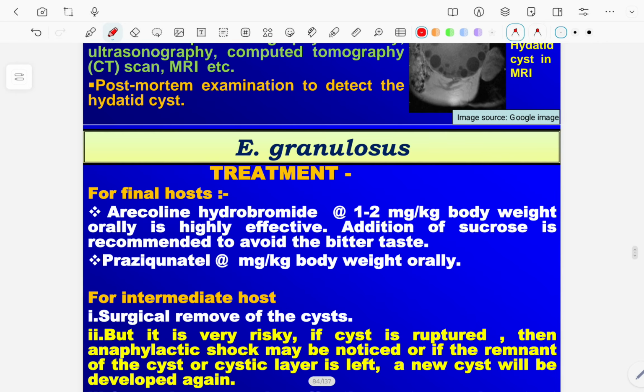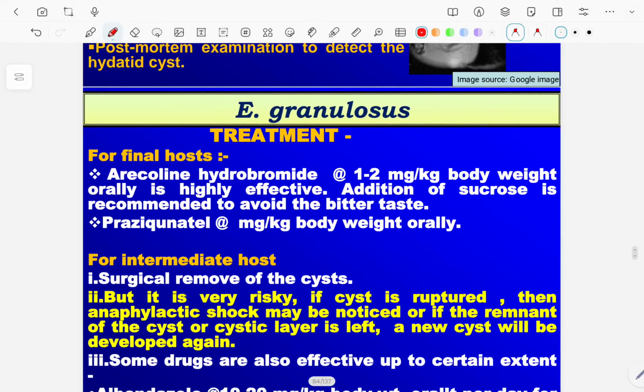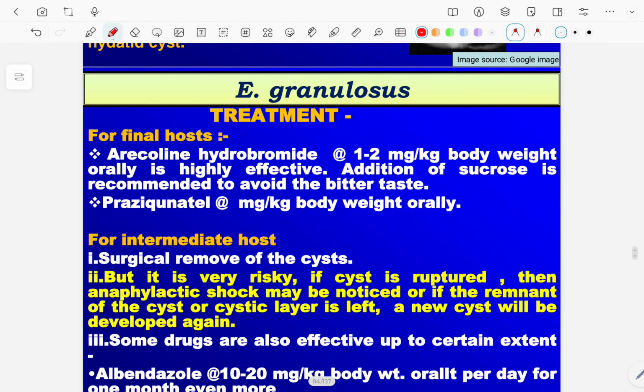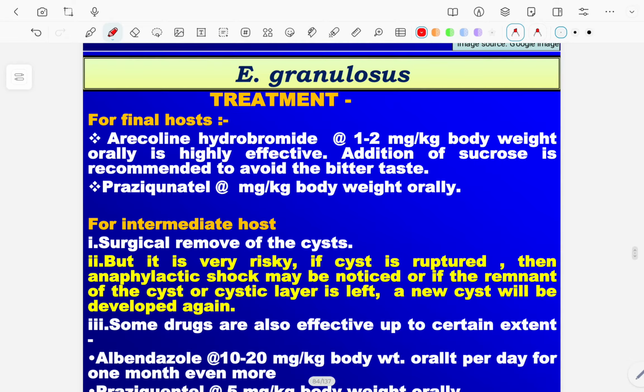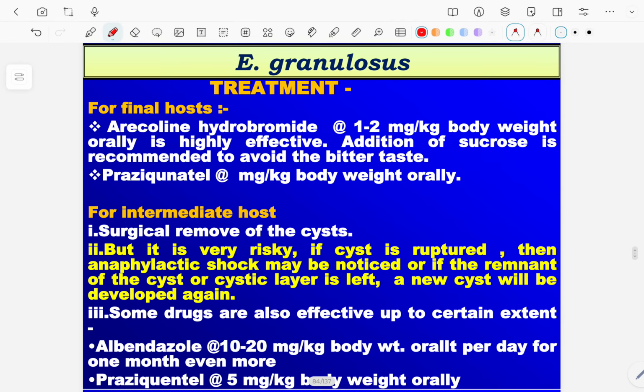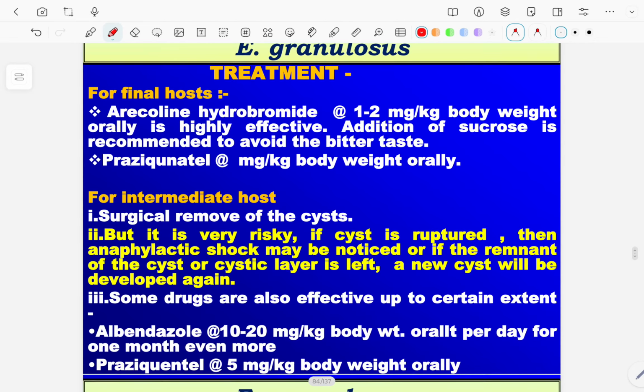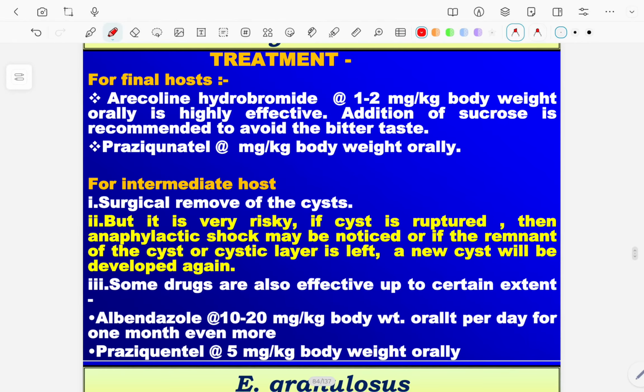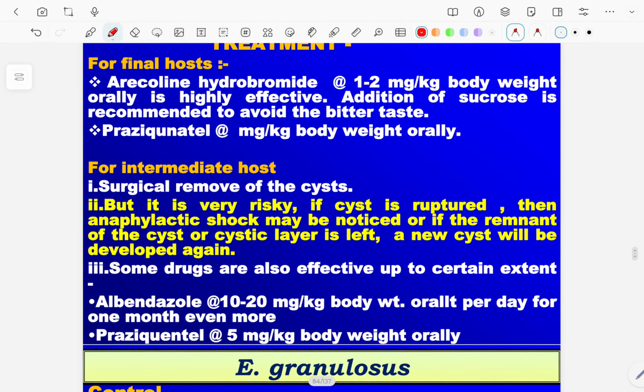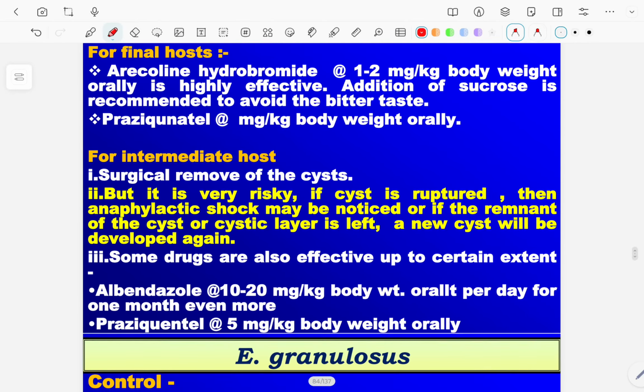For the final host, arecoline hydrobromide 1 to 2 mg per kg body weight orally is highly effective. Addition of sucrose is recommended to avoid the bitter taste. Praziquantel mg per kg body weight orally.